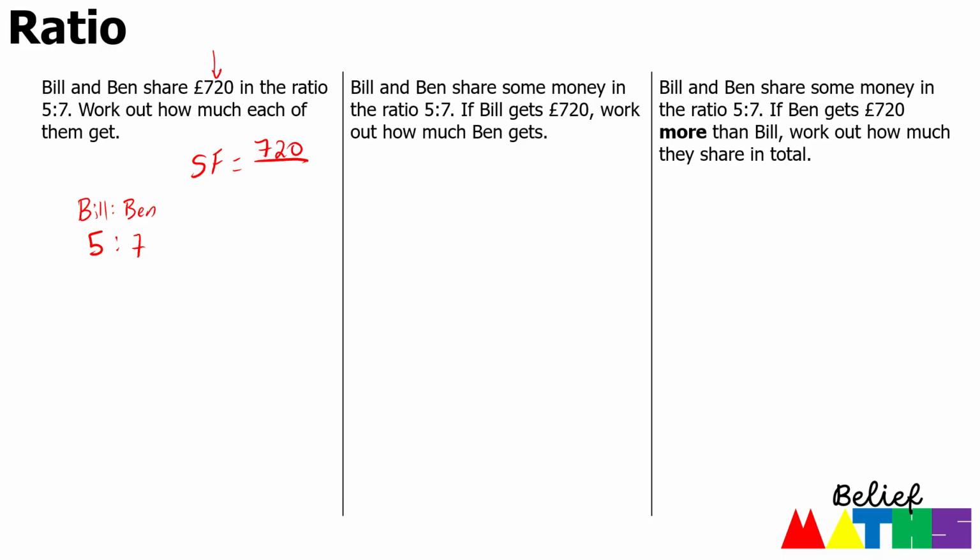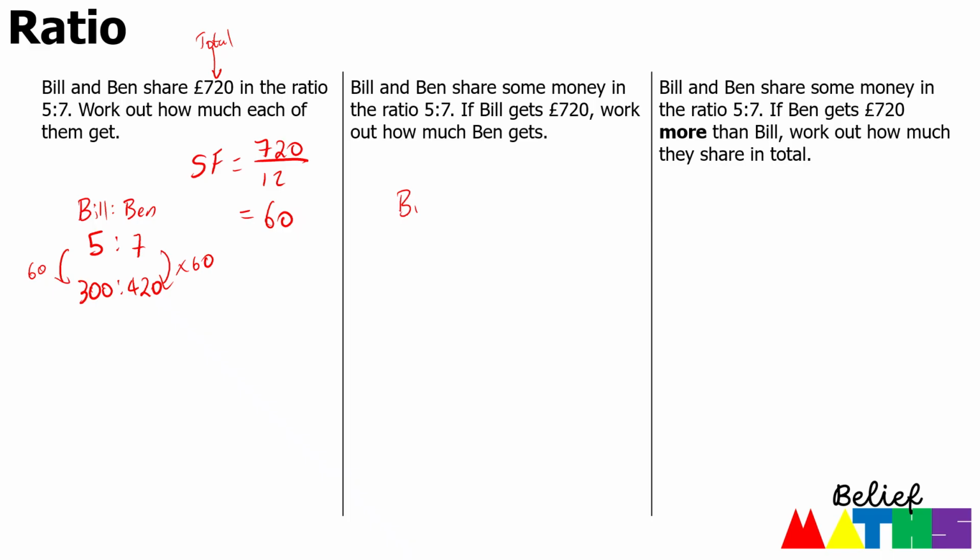In this case, the 720 is the total. So we're dividing by the total number of parts, which is 12, because 7 plus 5 is 12. And then 720 divided by 12 gives us a scale factor of 60. So that means we're just multiplying each side here by 60, which gives us 300 and 420. So therefore Bill gets £300, Ben gets £420.